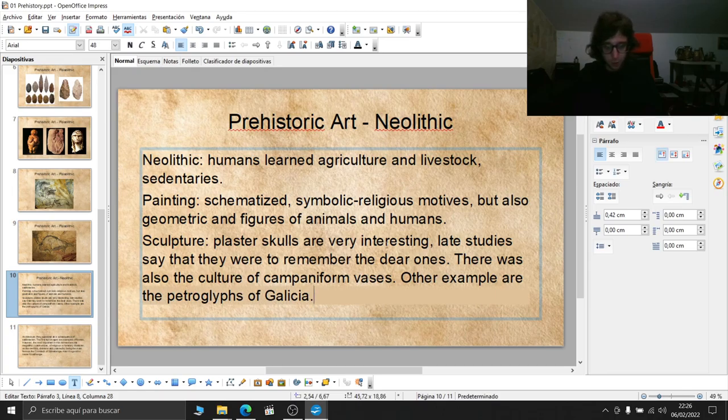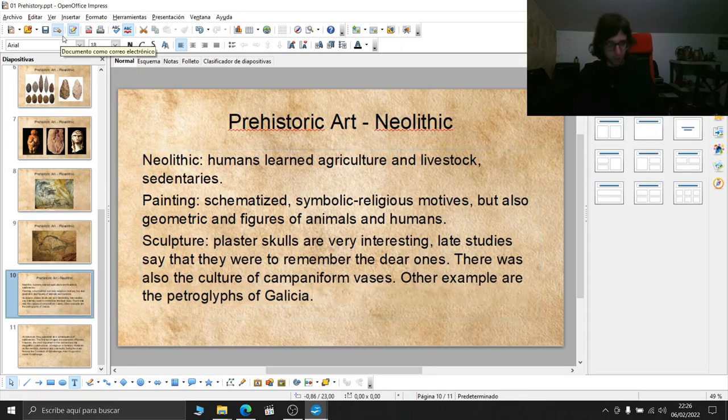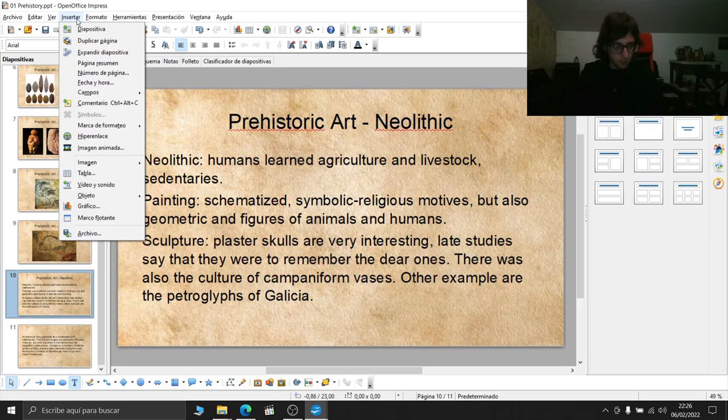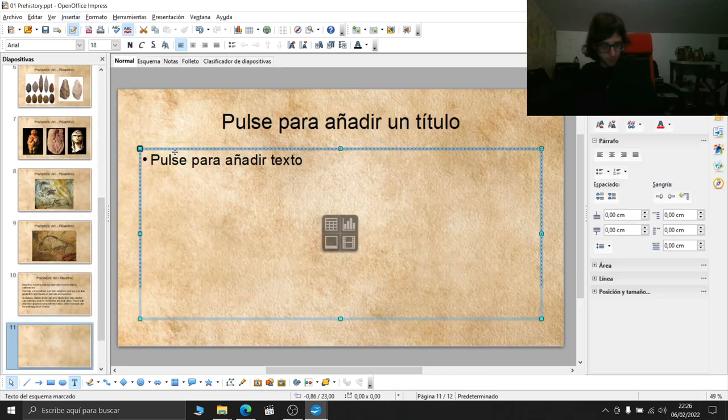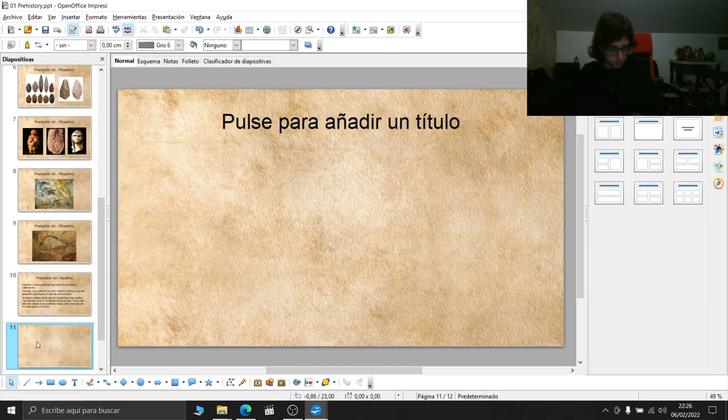Sculpture, plaster skulls are very interesting. Late studies say that they were to remember the dear ones. There was also the culture of campaniform vases. Other examples are the petroglyphs of Galicia. For this, more pictures.